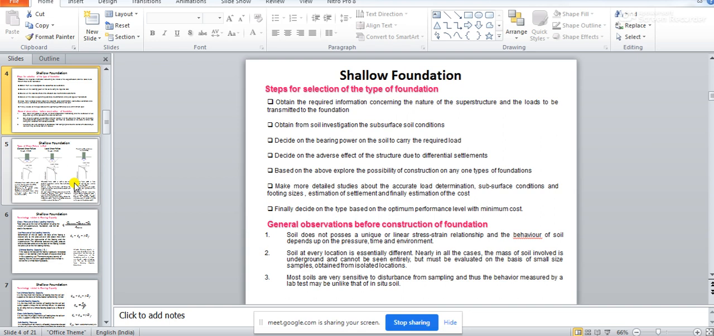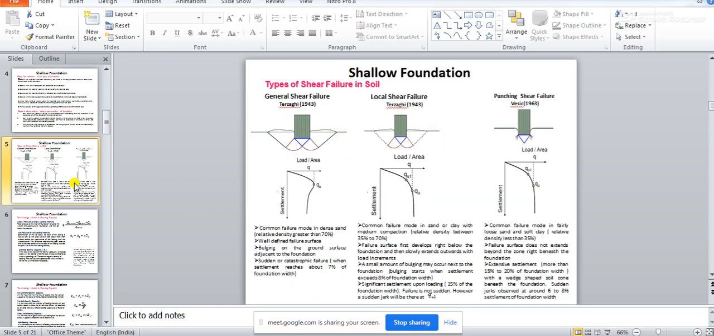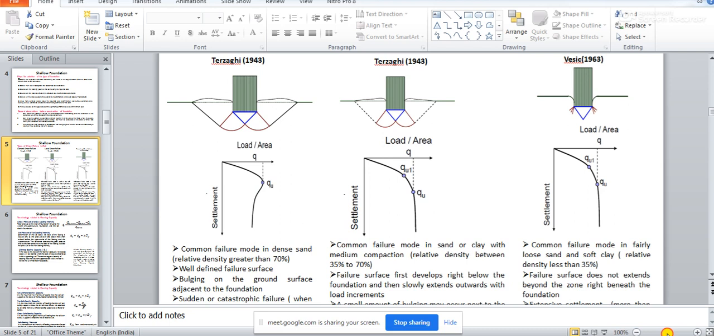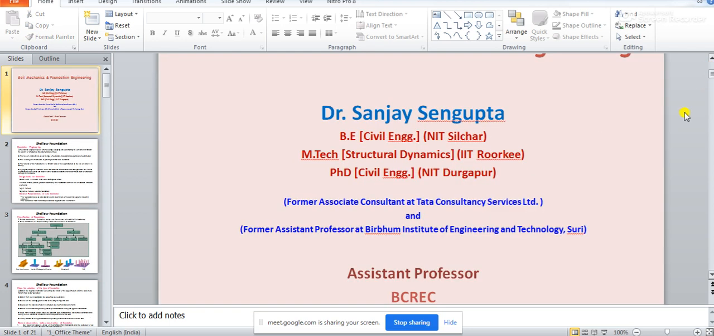Now, coming to the next point, let us try to understand the different types of failure. We have said that a foundation will fail by shear. Now what are the different types of failure you can have? Let us see the different types of failures.